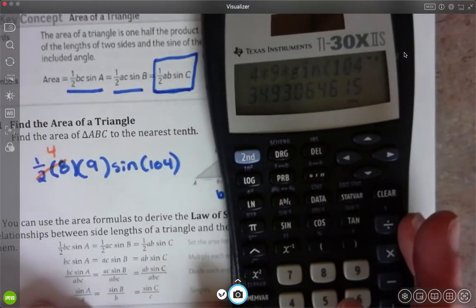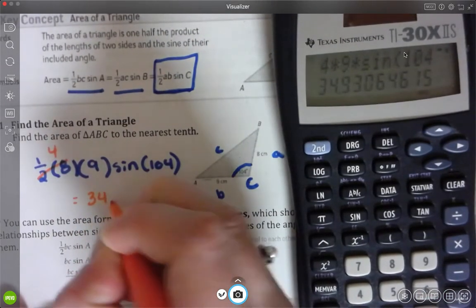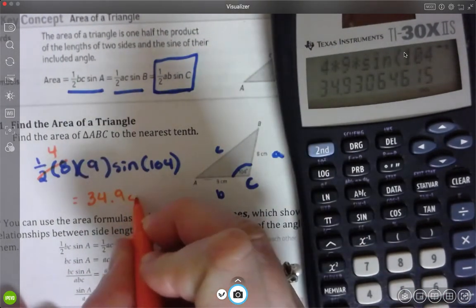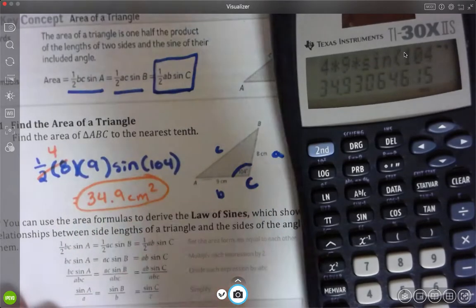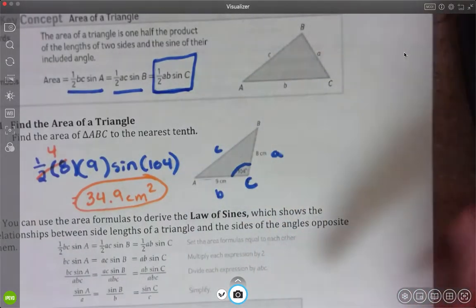And the area is going to be 34.9-ish and change. 34.9 centimeters squared is what his area will be. Okay, so again, this is for non-right triangles. That's how you find the area of that guy.